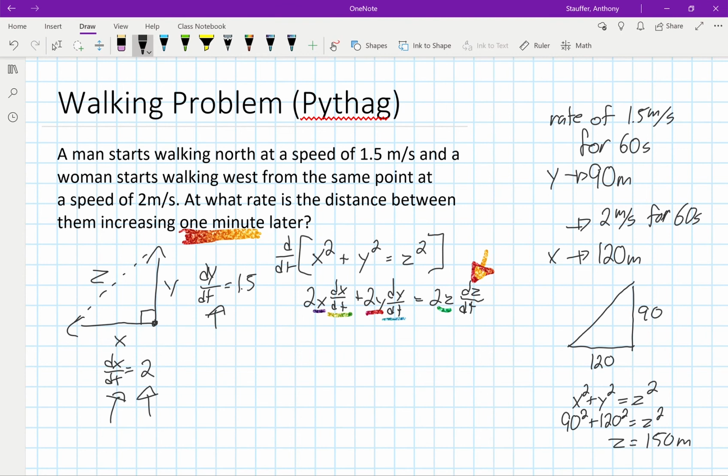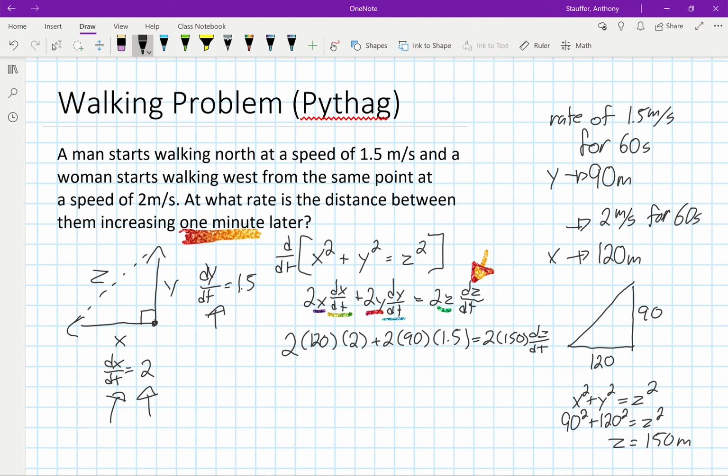Now all we're going to do is go through the process. So I have 2 multiplied by my x, which is 120, then multiplied by my dx over dt, which is going to be 2, plus 2 multiplied by my y, which is 90, multiplied by my dy over dt, which is 1.5, equals 2 multiplied by 150, multiplied by my dz over dt.